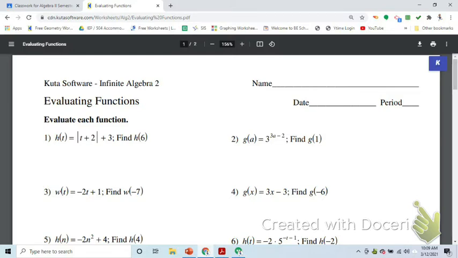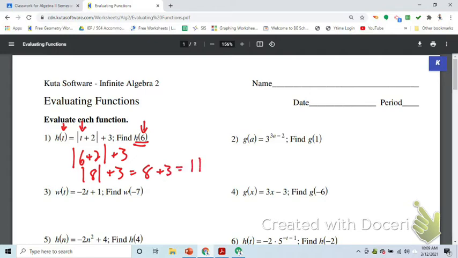Now, we're evaluating functions, which means whatever this number is goes in for the variable there. So if it's h of t, you find h of 6, and 6 goes in there. So it's the absolute value of 6 plus 2, plus 3, that'd be 8. The absolute value of 8 plus 3, and the absolute value of 8 is 8. So 8 plus 3 is 11. That's all we're doing there, ladies and gentlemen.